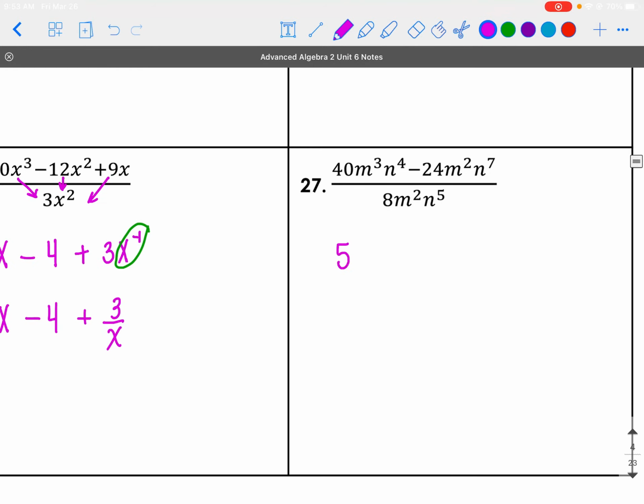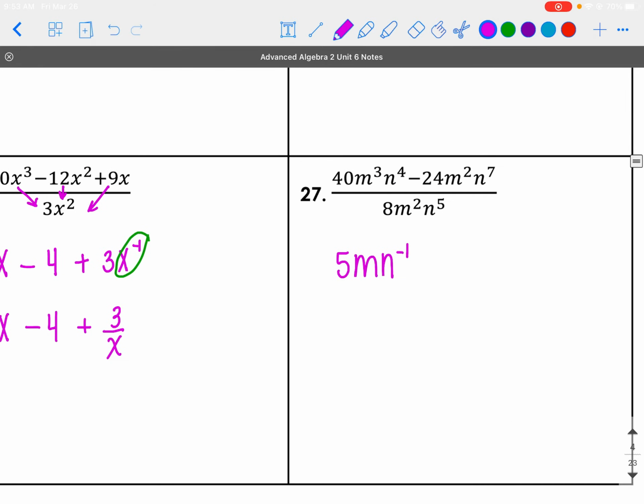Number 27, we would have 5m n to the negative 1, minus 3, the m's cancel, n squared. But we got to make sure we move this n because it has a negative exponent. So 5m over n minus 3n squared.